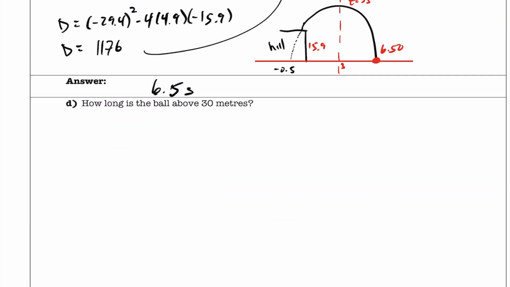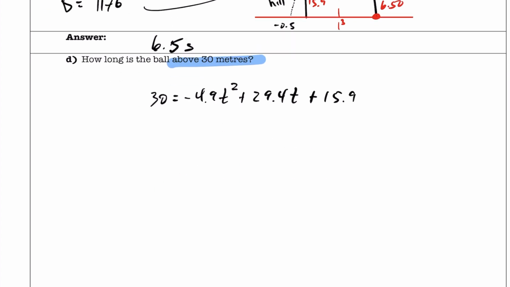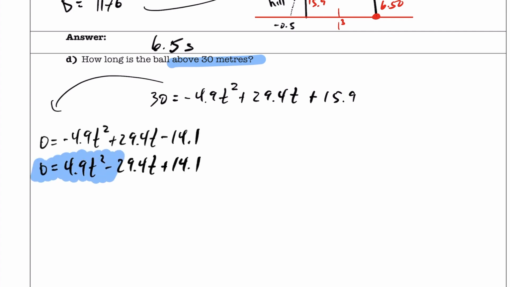All right, let's take a look at the next part here. For part D, they want to know how long is the ball above 30 meters. So we're going to go ahead and set our quadratic equal to 30 here. And recall the original quadratic is negative 4.9t squared plus 29.4t plus 15.9. Again, if we want to solve this quadratic, we're going to bring everything to one side and get rid of that minus sign as the leading coefficient, which will give us 0 equals 4.9t squared minus 29.4t plus 14.1.